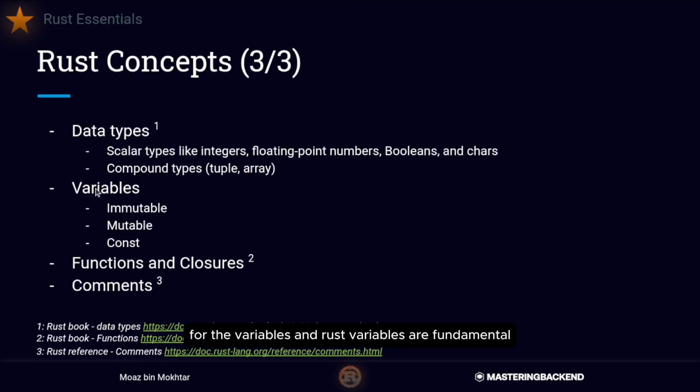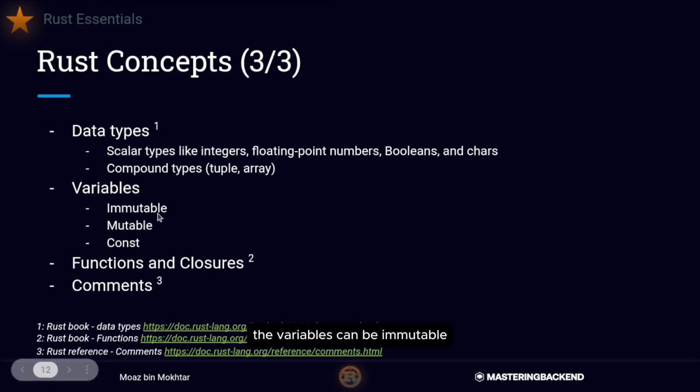For the variables, in Rust, variables are fundamental. They come in three forms. The variables can be immutable, which is the default, and can be mutable and constant. And we will illustrate how this works in Rust.